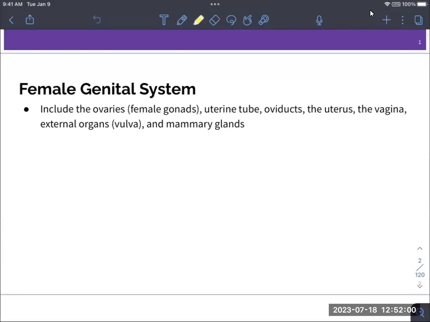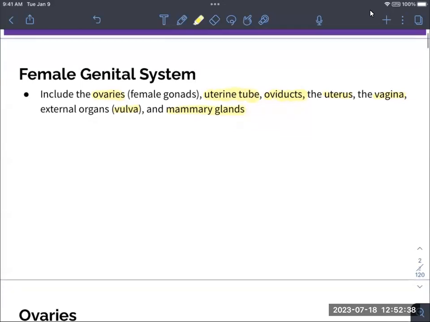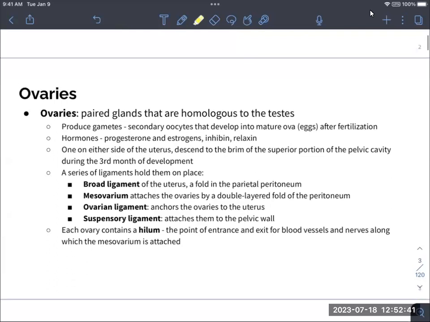So our female reproductive system consists of the ovaries. The ovaries are also known as the gonads. The female gonads are the ovaries, the male gonads were the testes. We have our uterine tubes, oviducts, or ovarian ducts, fallopian tubes. Those are the uterine tubes as well, the uterus, the vagina, and then we have the external organs, the vulva, and the mammary glands. We're going to go through all of these different parts and what they do and how they work. So first are the ovaries.